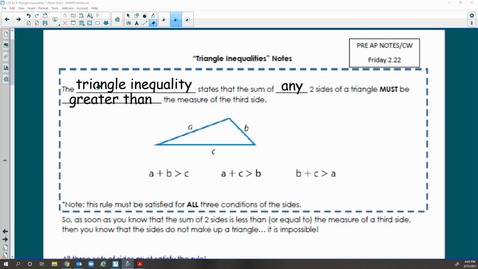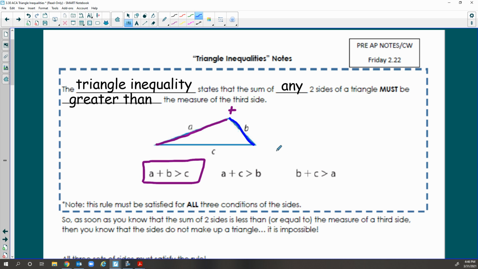So the triangle inequality states that the sum of any two sides of a triangle must be greater than the measure of the third side. So really what that's saying is this one, right on the money right here: A plus B is greater than C. That means the length of side A plus the length of side B, if I put them together, will be longer than side C.